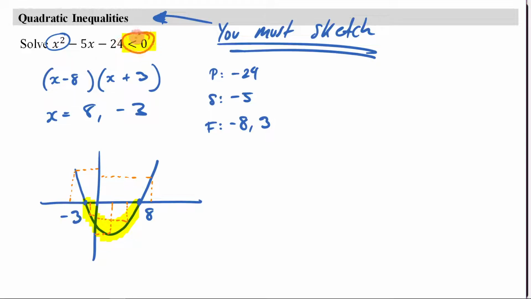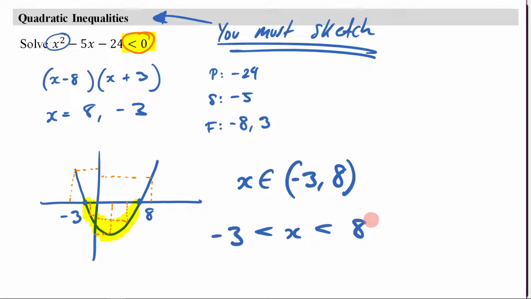We only care about numbers less than 0. We only care about negative answers, therefore. Therefore, we want to consider the x values between -3 and 8. So that means our final answer here is x is an element of -3 to 8. Now, actually, no square brackets. They have to be round brackets, because you're not including these points right here. Another way you could write this, oh, don't forget that negative: -3 is less than x is less than 8. That's another way to write it. So I'll write or here. Either of those would be acceptable.